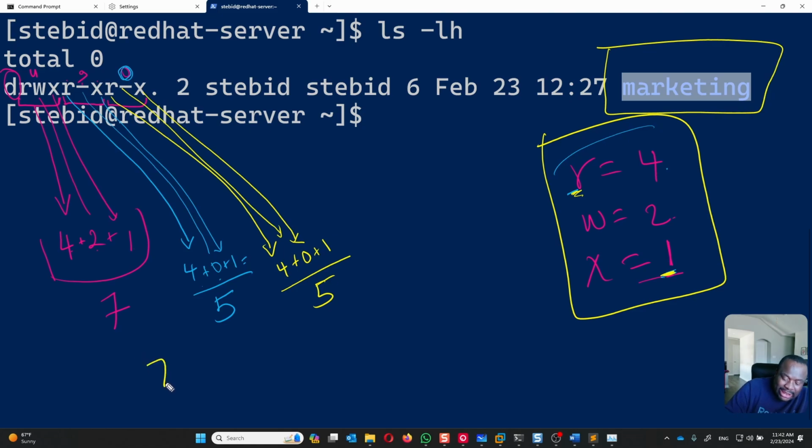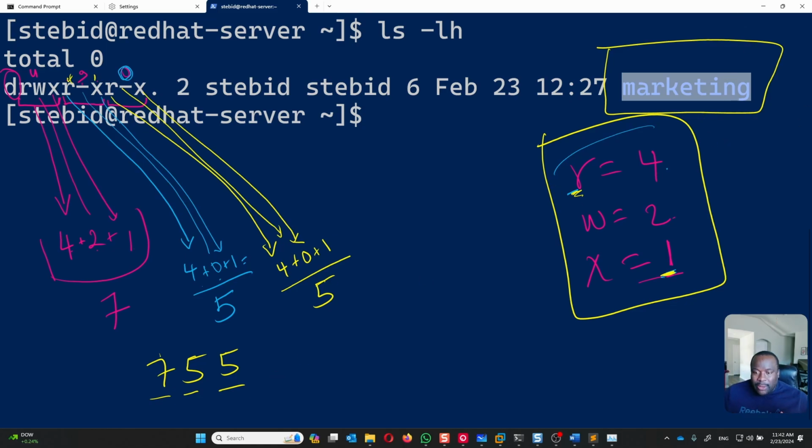It's 7, 5, 5. 7 for the owner, 5 for the group, and 5 for other people. 7 means read, write, execute. He has full permission. He can do whatever he wants. He is the owner. 5 means he has only read and execute. 5 is read for 4 plus execute 1, so read and execute. And the other 5 again, read and execute. And that is basic addition in Linux.